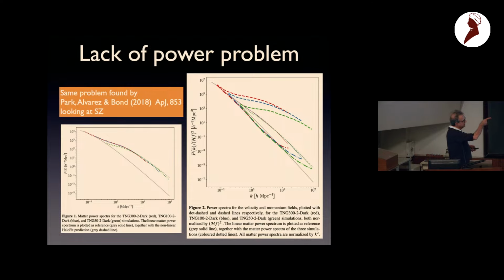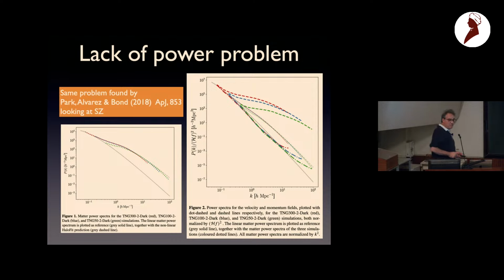So on the right, you see that the colored lines at the bottom are the velocities, which had to be multiplied by the density field, so the right is the power spectrum of the momentum field, and then you can see how much the problem is exacerbated.